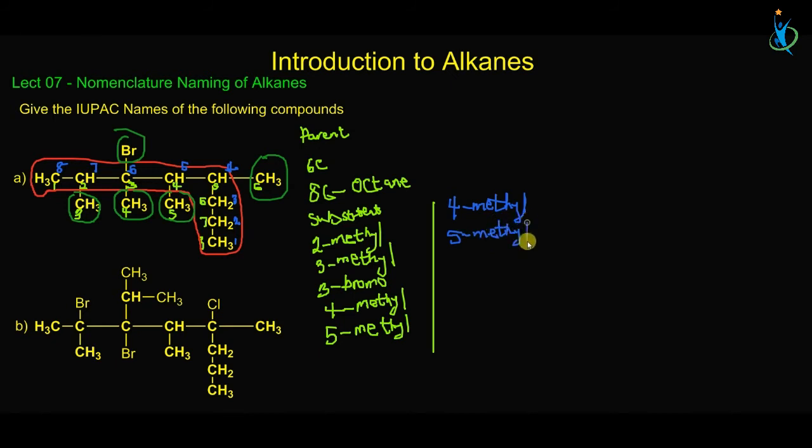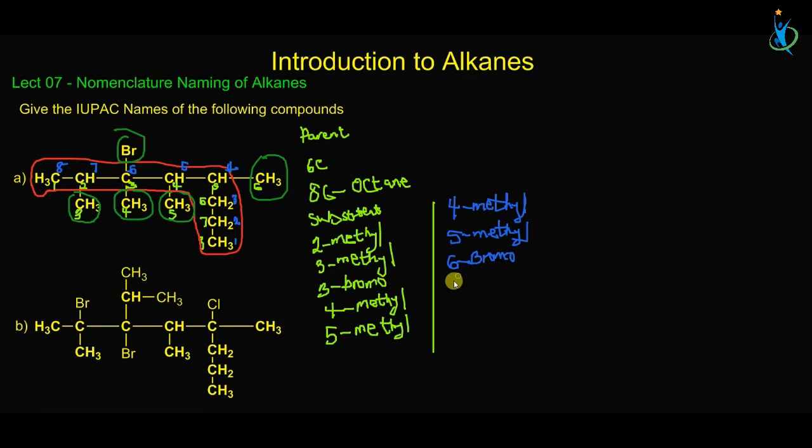Okay, next on the second, the blue one, the sixth carbon, counting from the backward direction, I have 2 substituents placed on it. One is Br, one is CH3. So I'm going to get 6 Br, and the Br is called bromo. Have you gotten that? Bromo.